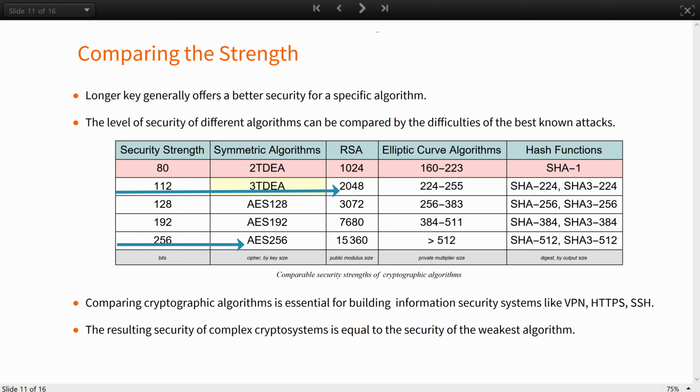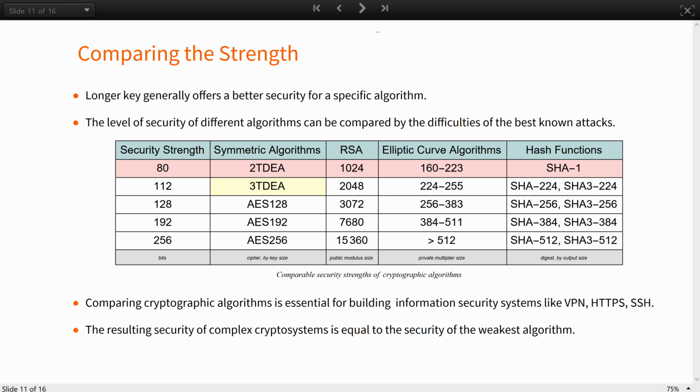256-bit key. Even though symmetric and asymmetric crypto systems and hash functions differ substantially in principles of design and operation, the level of security they offer can be compared by the difficulties of the best-known attacks. Two algorithms are considered to be of comparable strengths for the given key size if the amount of work needed to break the algorithms or determine the keys is approximately the same using a given resource of the attacker.